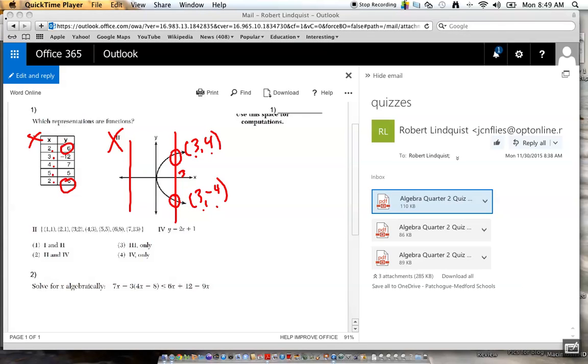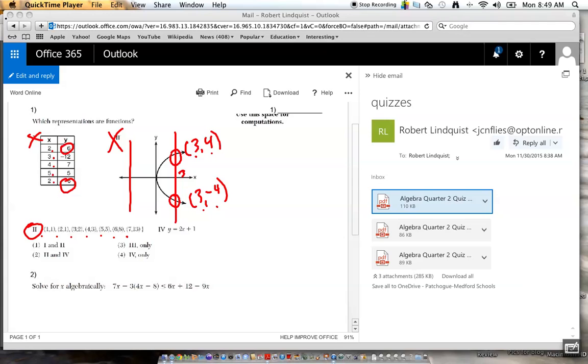Now, if I look here, I'm just looking for my input values. I don't care about output. 1, 2, 3, 4, 5, 6, 7. They're all unique, which means, Allie, that every single one of the inputs has its own unique output. So 2 is a function.